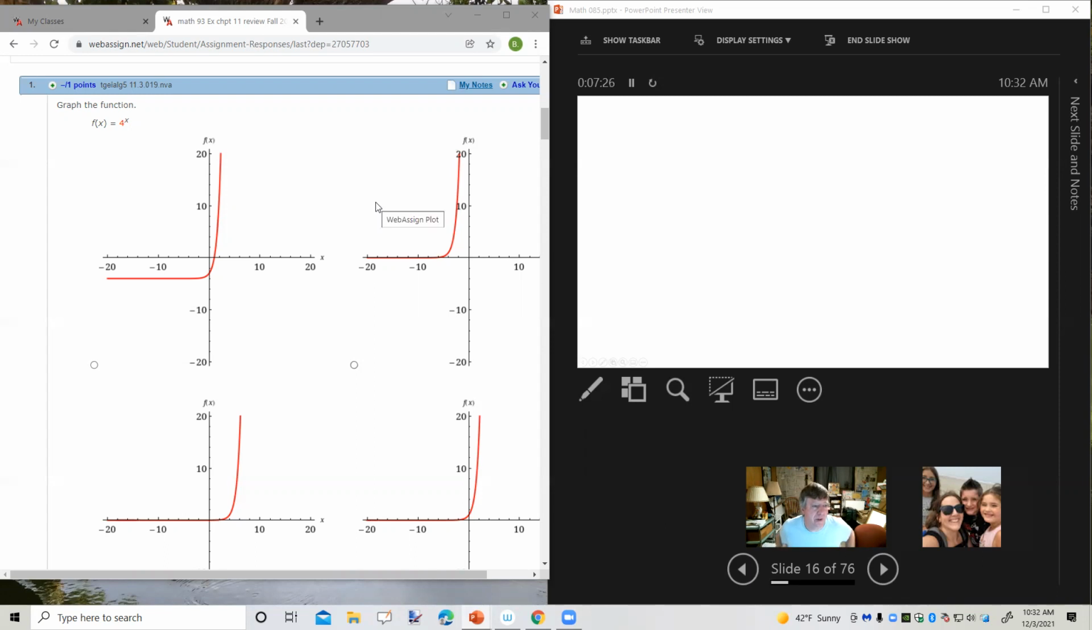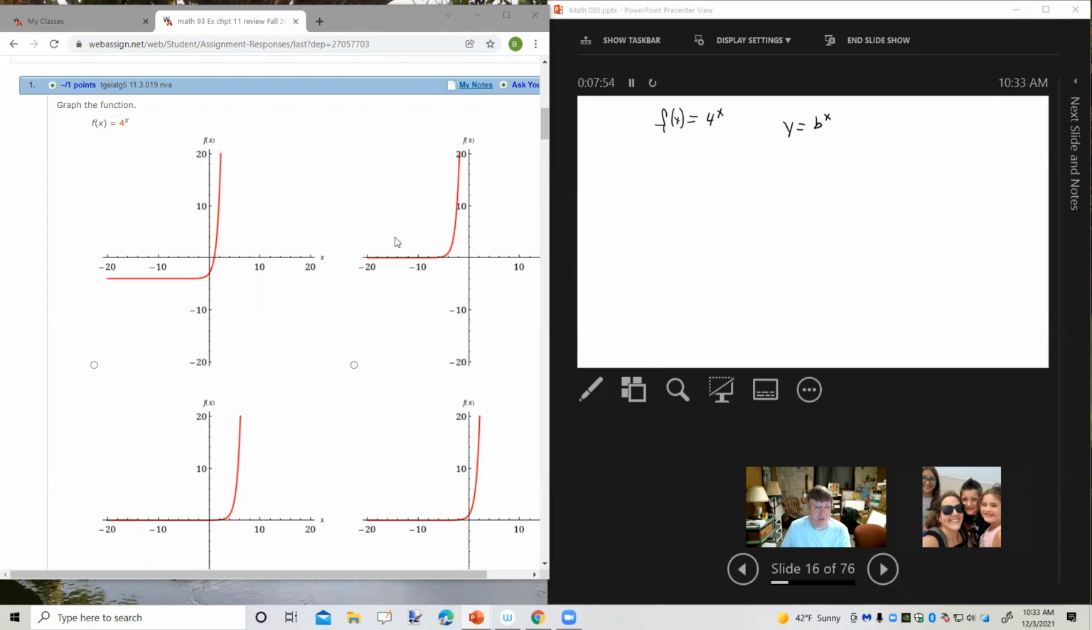It says graph the function f of x equals 4 to the x power. So this is in that form y equals b to the x. The base is greater than 1, which means it's going to increase. Well, all of these functions increase. The domain would be all real numbers. All of these functions have all real numbers as the domain. The range would be greater than 0.